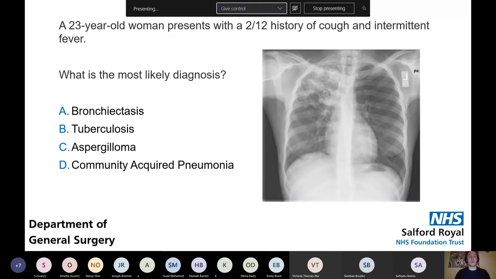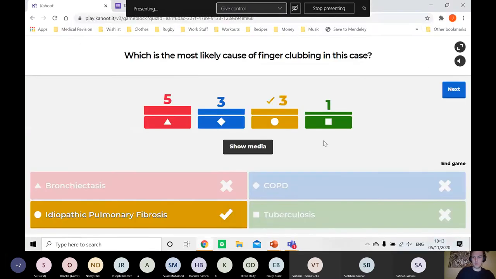Okay, so this question, we've got a 23-year-old woman and she has a 2-month history of cough and intermittent fever. What is the most likely diagnosis? So I want you to take a look at the stem of that question, but also the x-ray, because the x-ray is key. There are a few different findings and we're going to go through them in just a second. But take a look at that and tell me what you think the most likely diagnosis is. Okay, bear those options in mind.